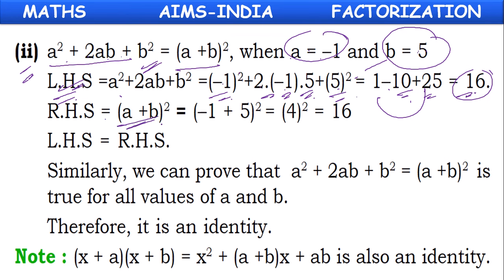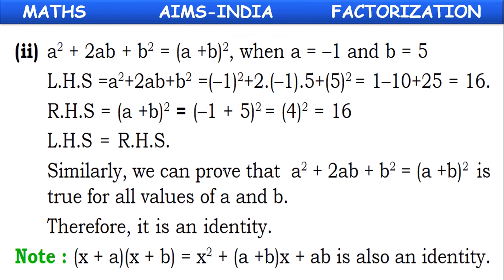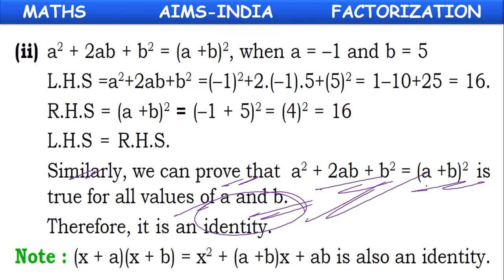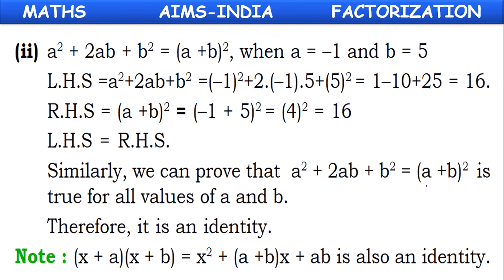RHS, (a plus b) whole square, minus 1 plus 5 whole square, 5 minus 1 equals 4, 4 square, which is equal to 16. So LHS equals RHS. With these two different values, we have proved it is true. Similarly, we can prove that it is true for all the values of a and b. Therefore, it is an identity.